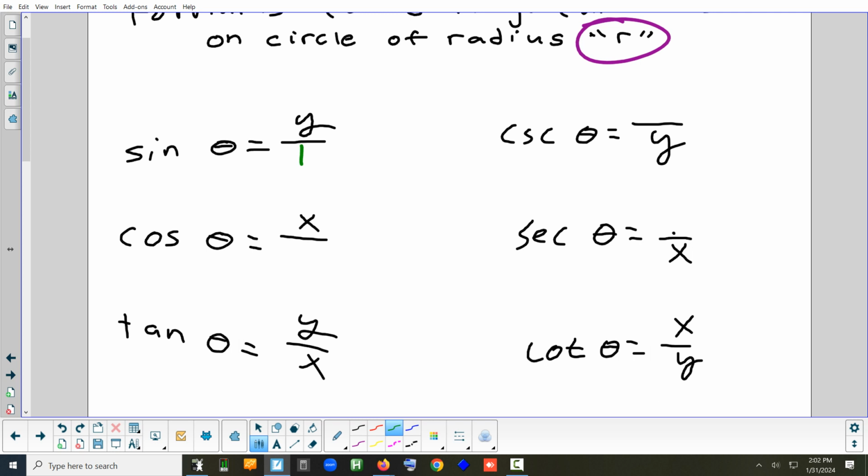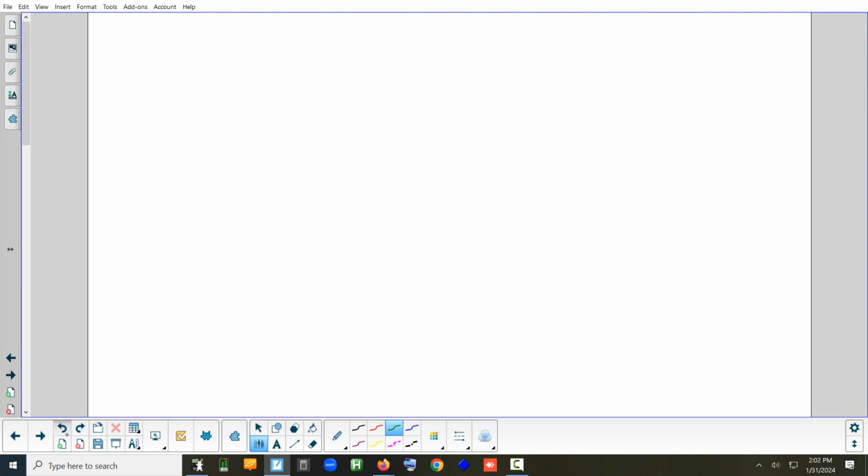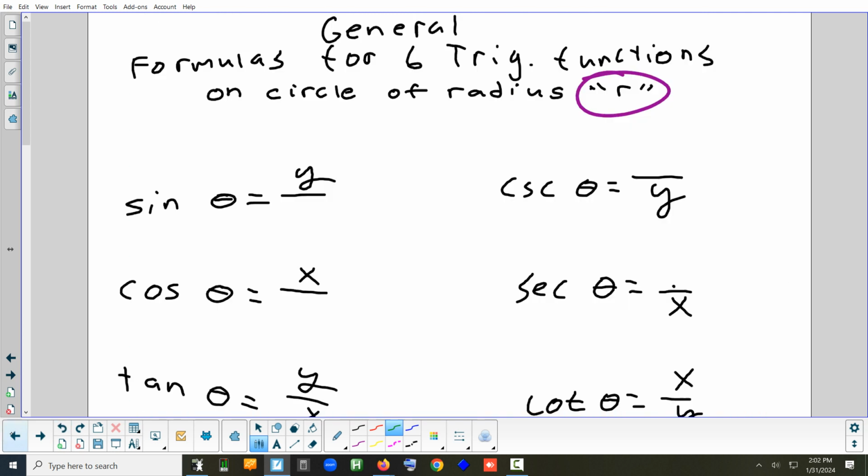If I change all the r's back to 1s, does anybody recognize what those are now? Unit circle. That's the unit circle. Those are the formulas I taught you on Monday. So the formulas I taught you on Monday were really, go back, these formulas.